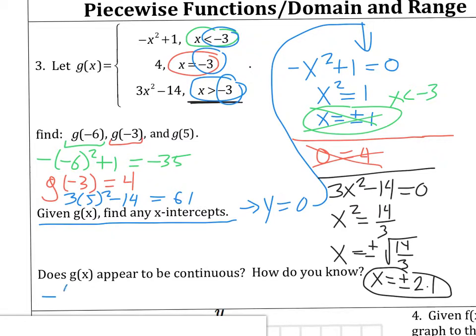We get negative 3 squared plus 1. That's going to be negative 9 plus 1, which is negative 8. Negative 8 does not equal 4, which is the next piece of our puzzle. So that's immediately not continuous. It's not continuous because the first piece doesn't equal the second part of this. You don't have to do any more math to figure that out.